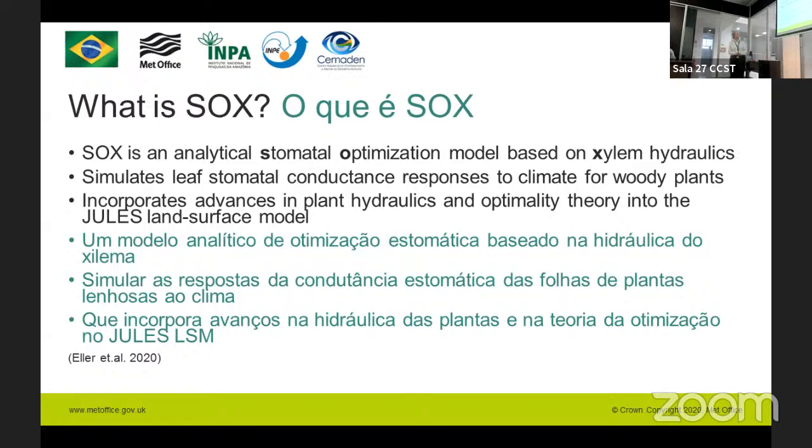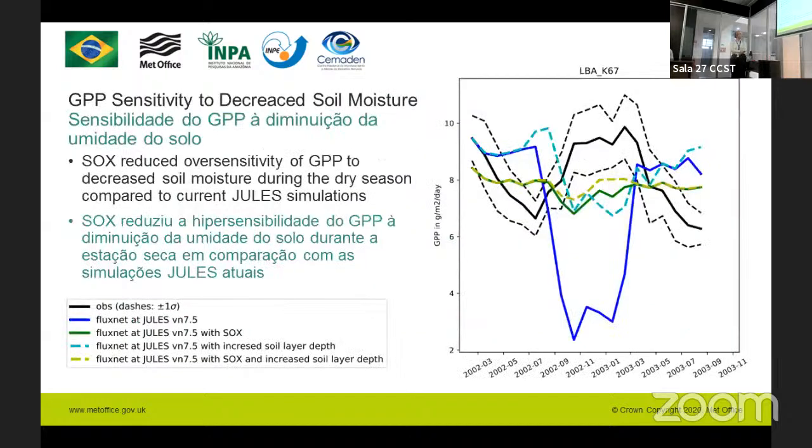And it incorporates advances in plant hydraulics and something called optimality theory into the Jules land surface model. So currently in Jules, where we model plant responses to soil stress, it has a set limit. So it gets to the point where it says it'll be stressed and then it becomes linearly stressed. And SOX changes that to get a more realistic response, so it gradually becomes more stressed. But does that in a way where it can still be run in a climate model without slowing it down too much.